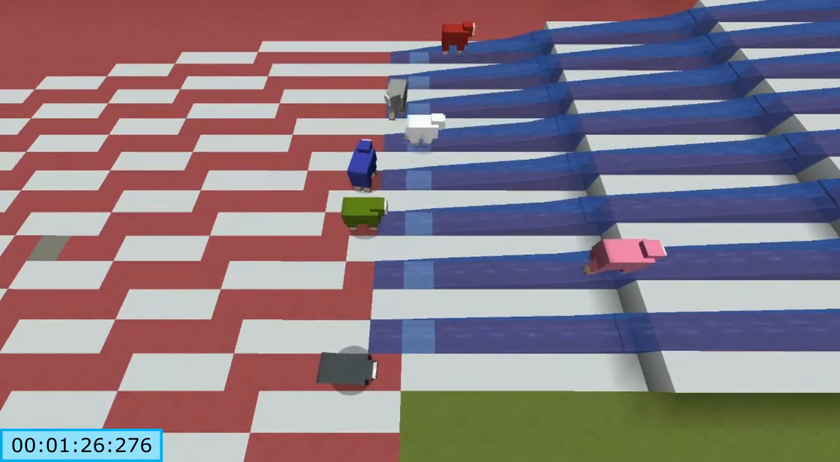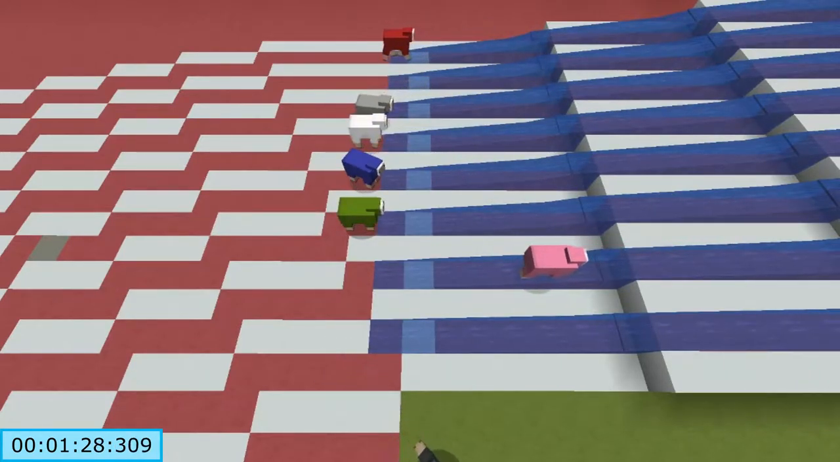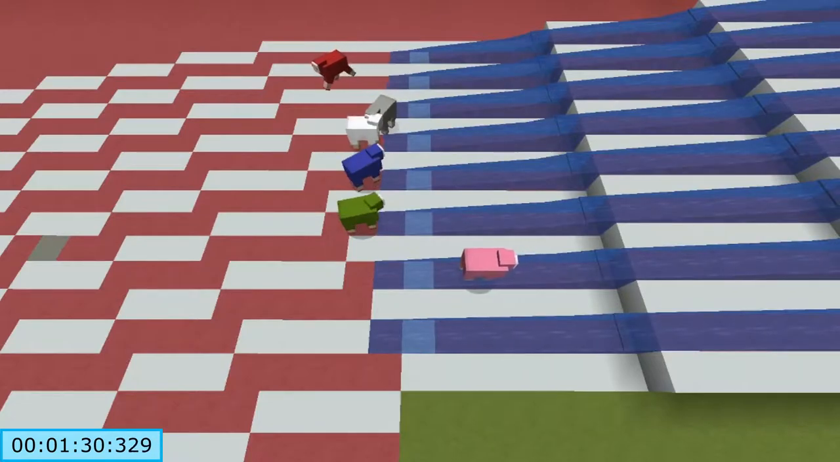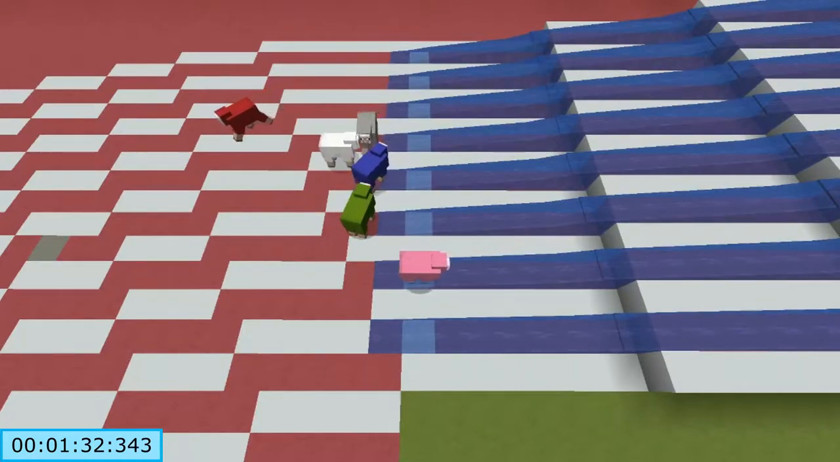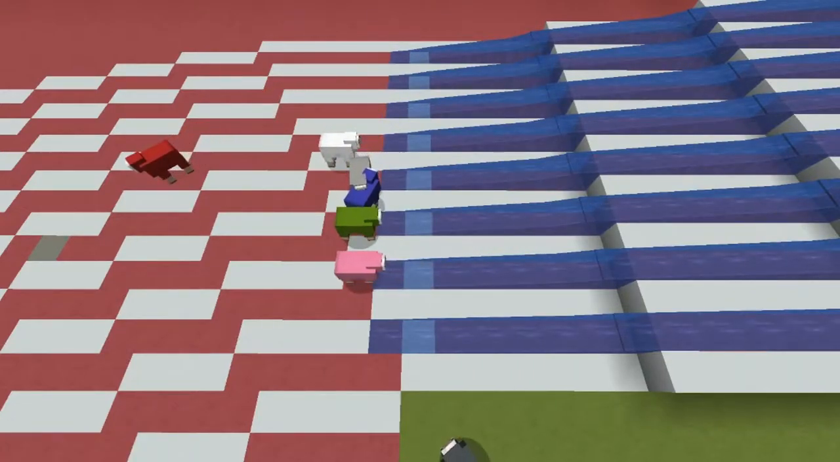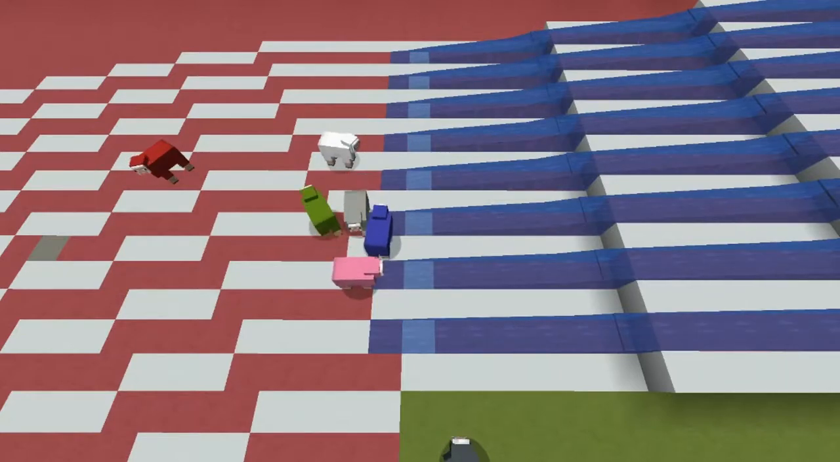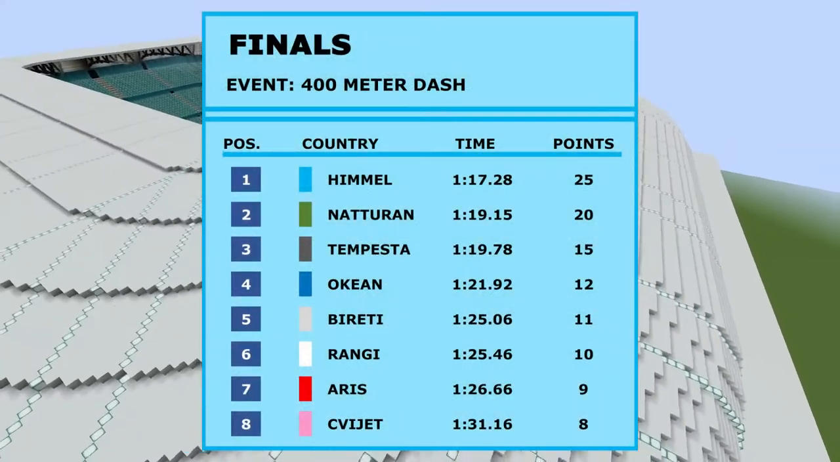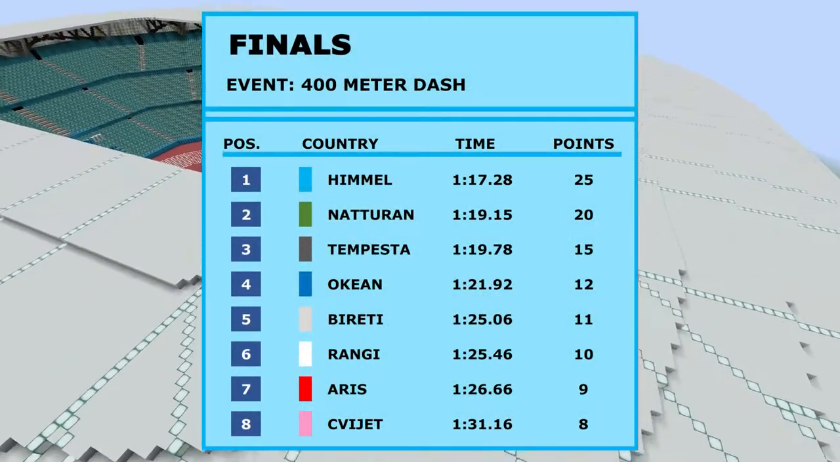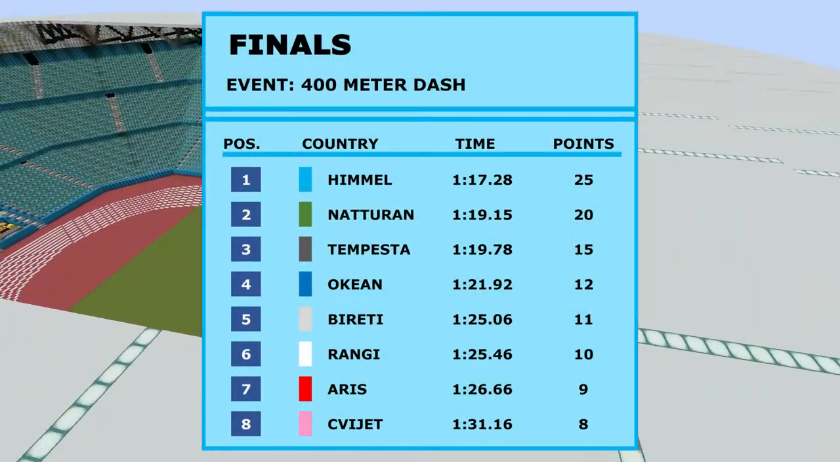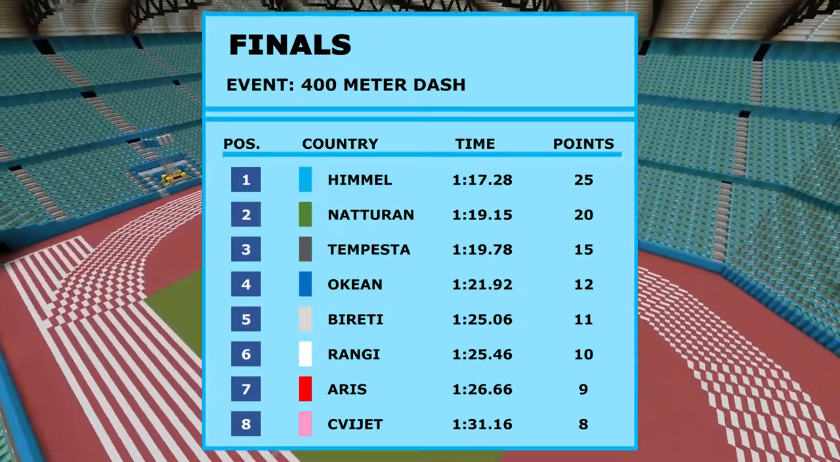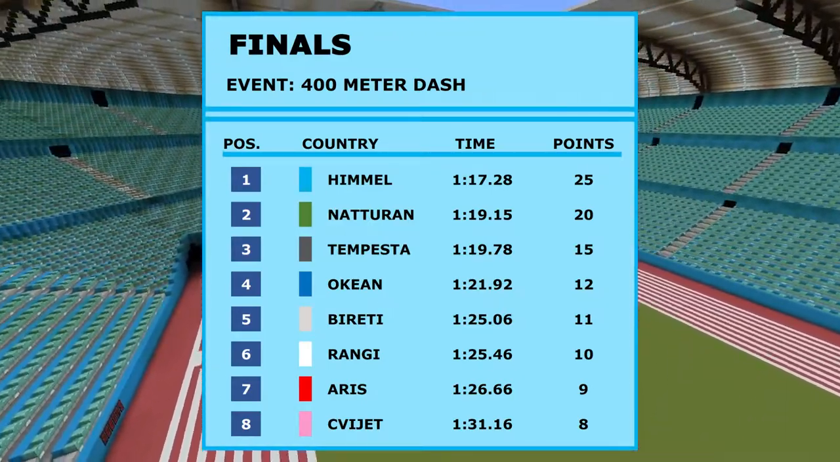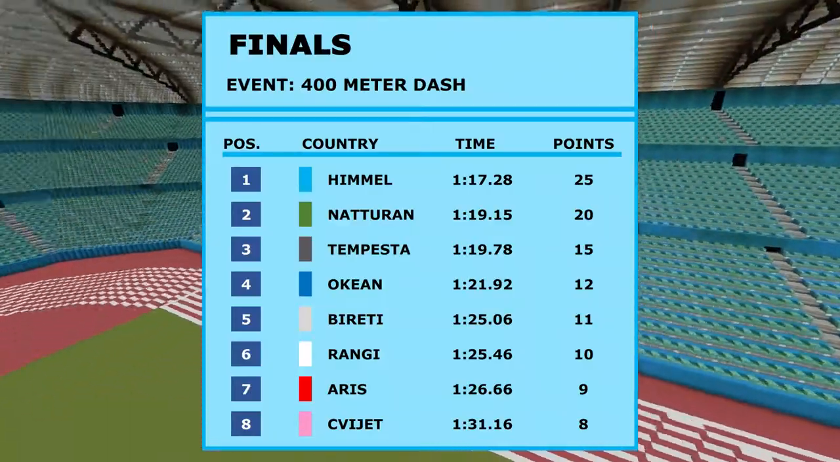Two golds, two medals. Unbelievable how they turned things around. After not doing so well in the first 6 events, they really showed the world what Himmel stands for and why they hosted these events. Congratulations to Naturan with the silver medal and Tempest with the bronze as well. But unbelievable time by Himmel to win this event. What a way to finish off the summer games at home for Himmel by getting a gold medal.